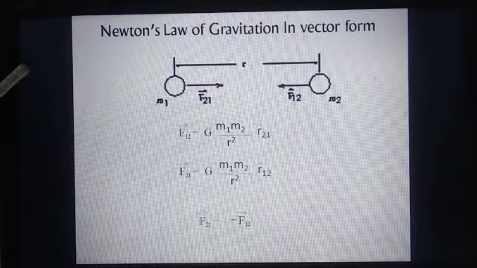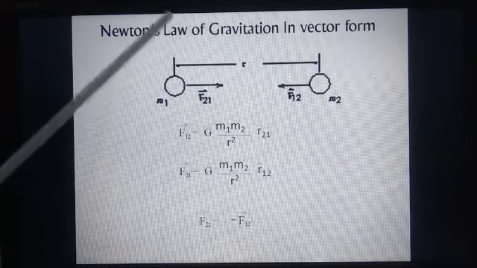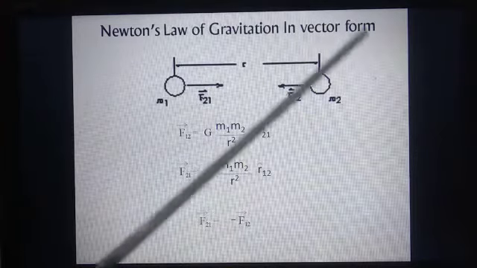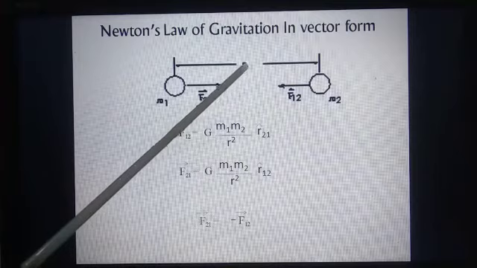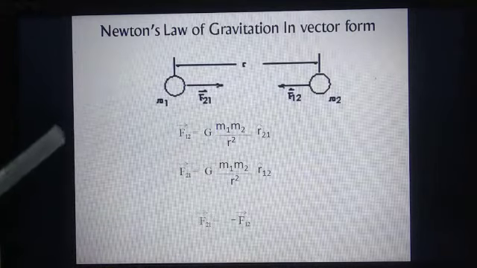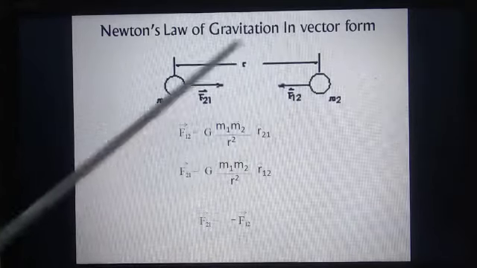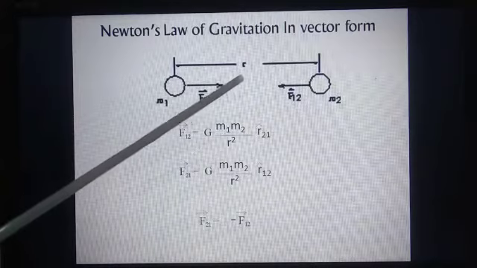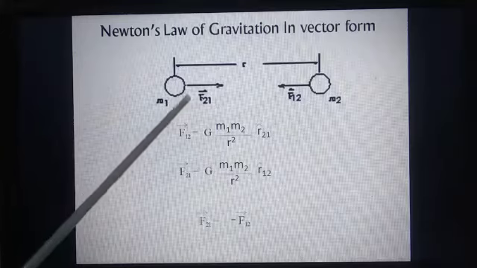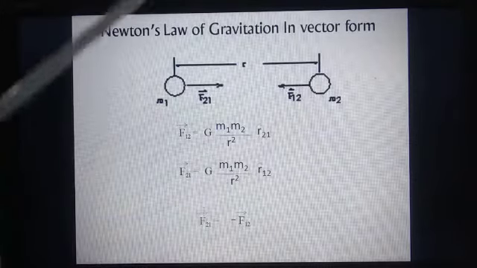Next we see Newton's law of gravitation in vector form. For that we consider two bodies having masses m1 and m2, and let r be the distance between these two masses. Here let us consider F12, the force of attraction by mass m1 on m2, and F21 is the force of attraction by mass m2 on m1.